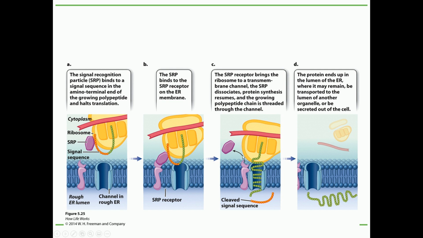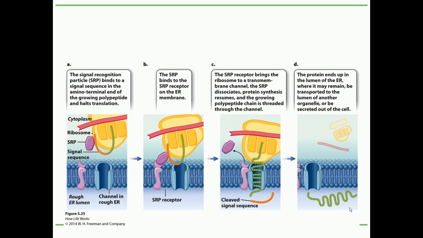The SRP dissociates. Protein synthesis resumes, which means the translation process resumes again, and the growing polypeptide chain is threaded through the channel. So this is the channel through which this peptide is going inside. This part is the ER lumen. So the protein ends up in the lumen of the ER, where it may remain, be transported to the lumen of another organelle, or be secreted out of the cell. So this is the way this protein gets into the lumen of the ER.